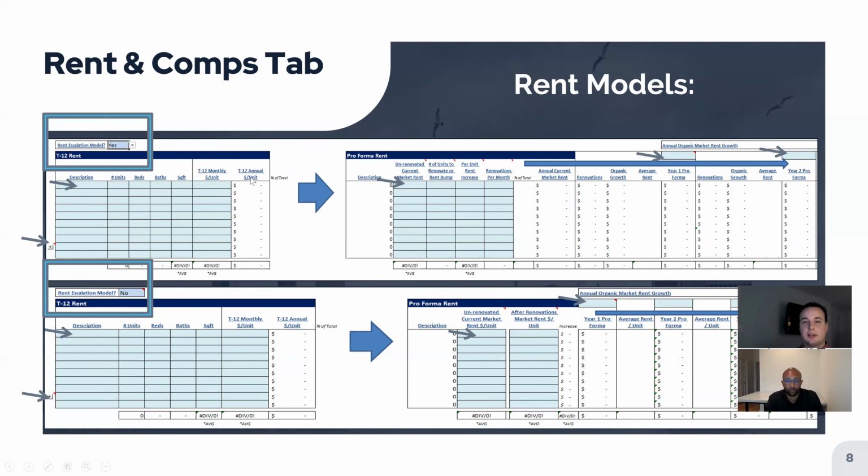And then on the right-hand side, you get to your pro forma rent. So that's going forward. What does your rent profile look like? You start off with your unrenovated current market rent.